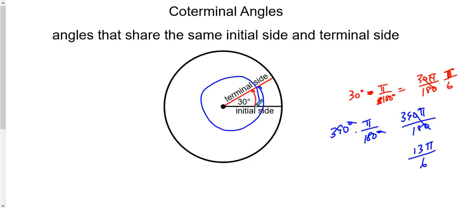Also, if we started right here, let me use a different color. If we started here and we went back around this way, that is another coterminal angle. Do they share the same initial side? Yes. Do they share the same terminal side? Yes, they do. It's not about their degrees being the same. It's about where they start and where they stop. And even if we went all the way around and then we stopped here, that would be another coterminal angle.